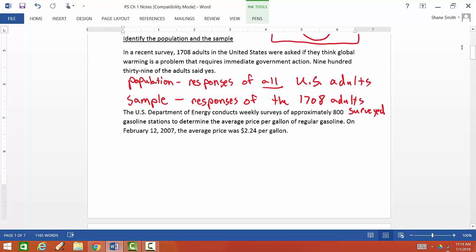The U.S. Department of Energy conducts weekly surveys of approximately 800 gasoline stations to determine the average price per gallon of regular gasoline. On February 12, 2007, the average price was $2.24. So in this one, the population would be the prices at all. And it's always a good idea whenever you identify the population to make sure you use the word all or every, something that says you are identifying everybody in a group. All U.S. gas stations.